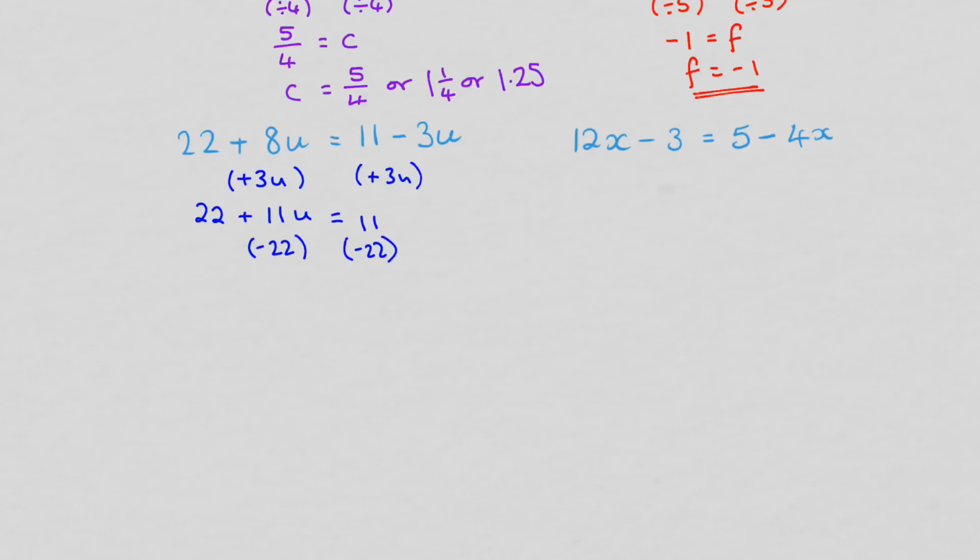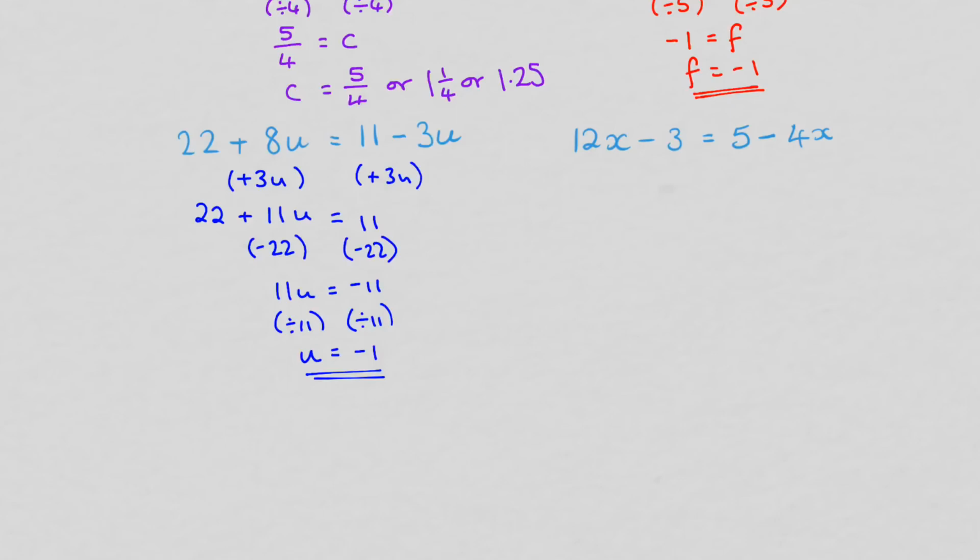So on the left-hand side, the 22's gone. So we've got 11u now. And on the right-hand side, 11 take away 22 is -11. Then we're dividing by 11. So u equals -11 divided by 11. Same sort of idea as the last one. It's -1.